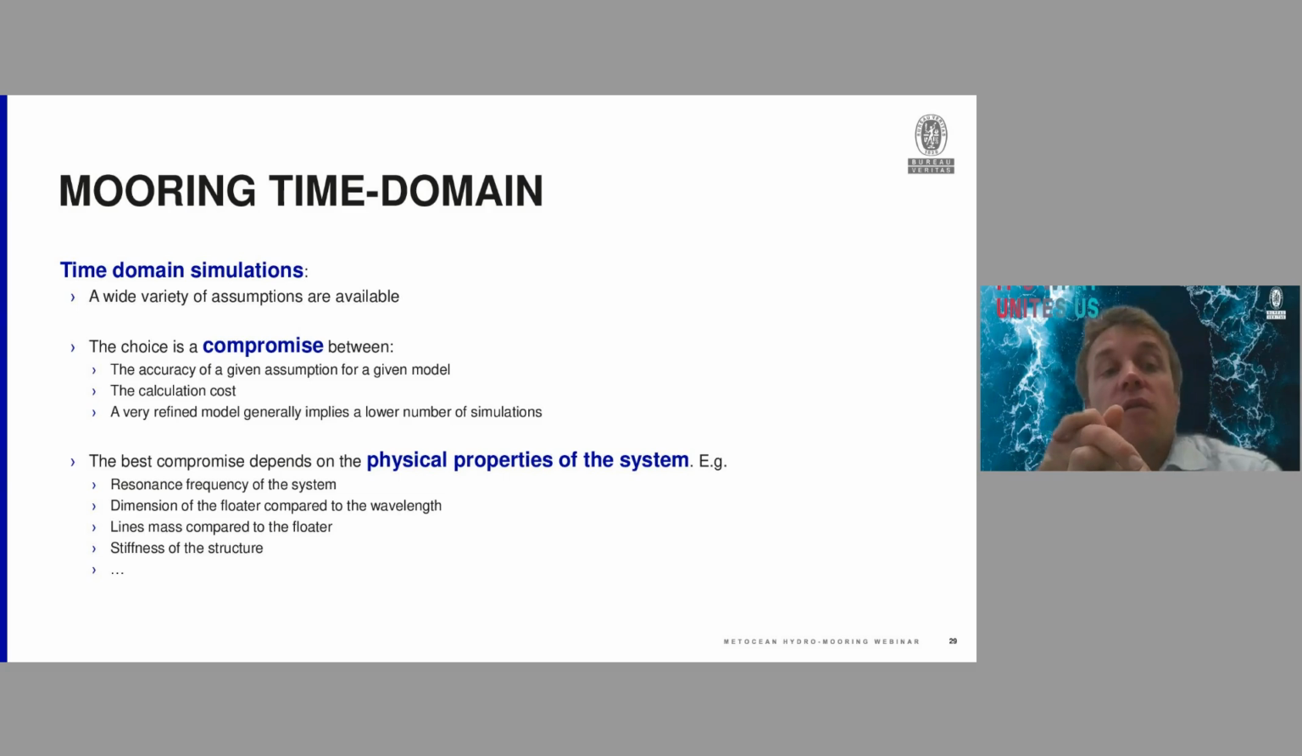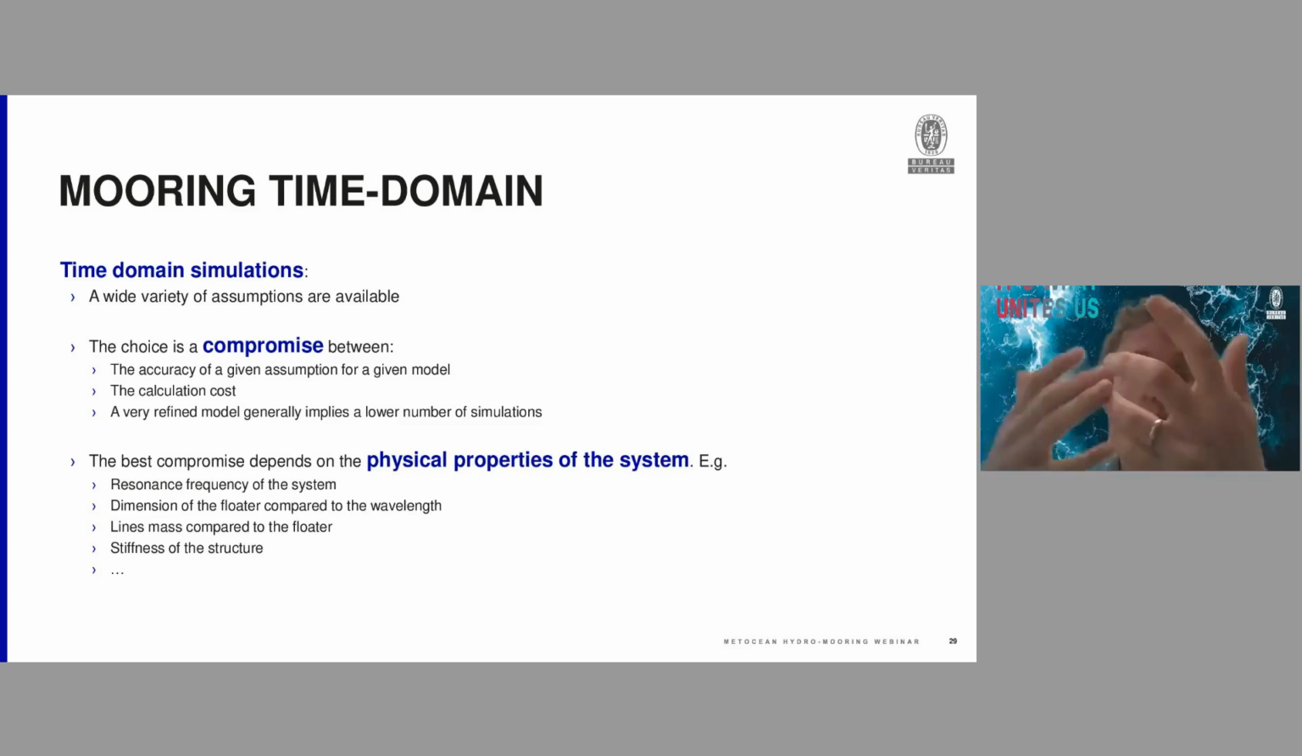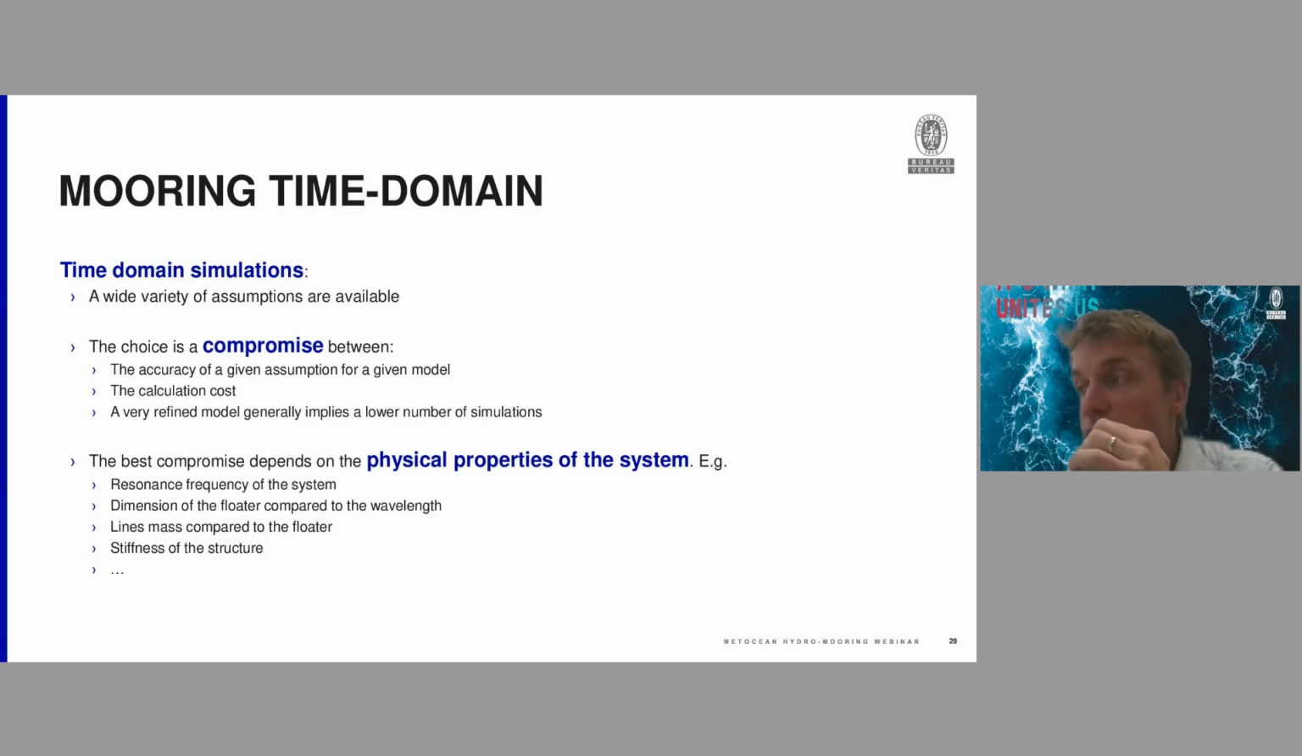For instance, the resonance frequencies of the system are quite important to know, to know if you need to account for the low frequency waves for the vertical motion, for instance. The dimensions of the floater compared to the wavelengths is important as well. And then, as I was mentioning just before, the mass of the line compared to the floater is also an important parameter to choose the option.